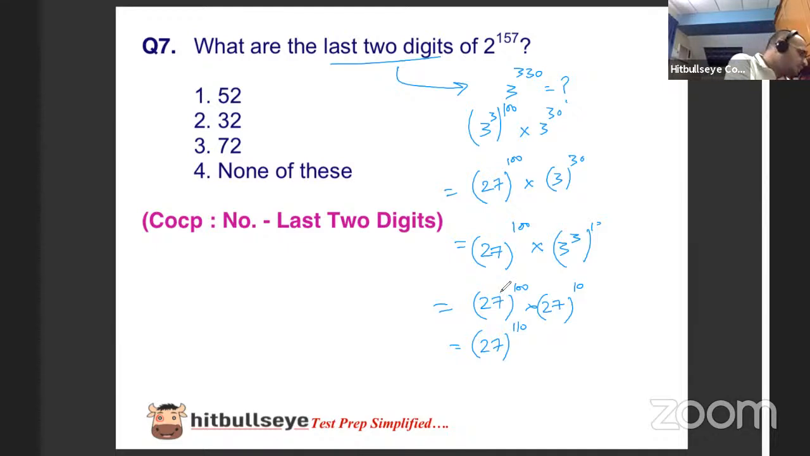3 power 330. Any options given to us? How will 81 help, Sambit? Oh yes, 81 will help. Exactly. 81 will try to do a raised to power. Let's try doing it.